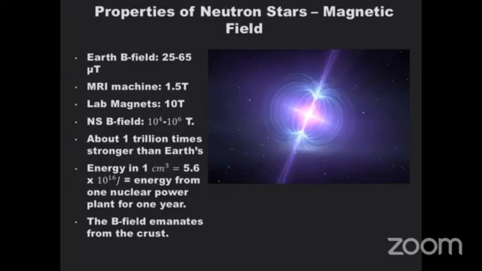joules. If you still do not understand that, that is the energy that is produced by a nuclear power plant in a year. So the energy produced by a nuclear power plant in a year is equivalent to the energy in the magnetic field of a neutron star in around 1 cubic centimeter. So that is very insane. So a neutron star is a star full of energy. Now this magnetic field emanates from the crust. I've explained that before.